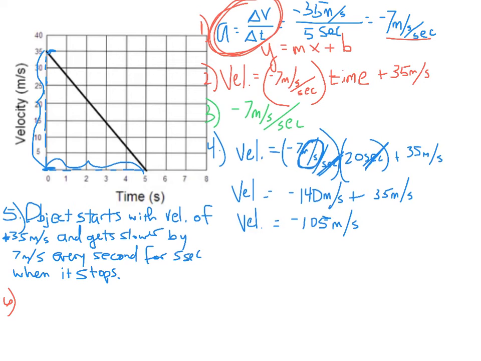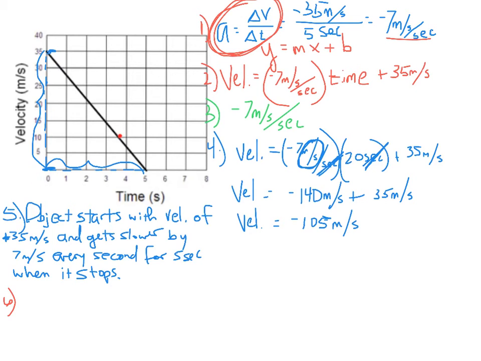Now, folks, I noticed something I need to point out. I'm hoping that none of you described on your worksheet that the object was traveling in a negative direction, because it was not. Look at all the velocities. The velocities are all positive. That means it's traveling in a positive direction, positive velocity.